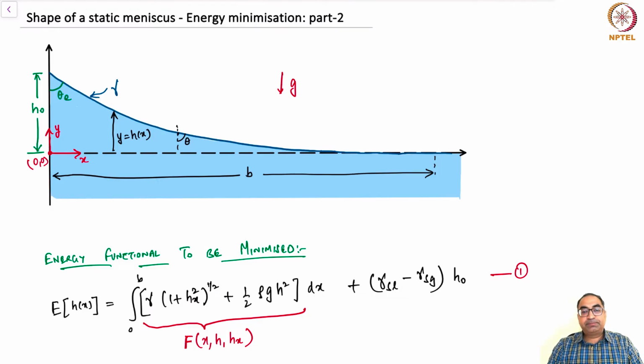In the previous lecture, we had obtained the energy functional for a static meniscus. The energy functional, which is nothing but the free energy of a static meniscus, depends on the function h of x, where h of x is the height of the meniscus. And this is basically written in an integral form, where we integrate over the entire extent of the static meniscus going from 0 to b.